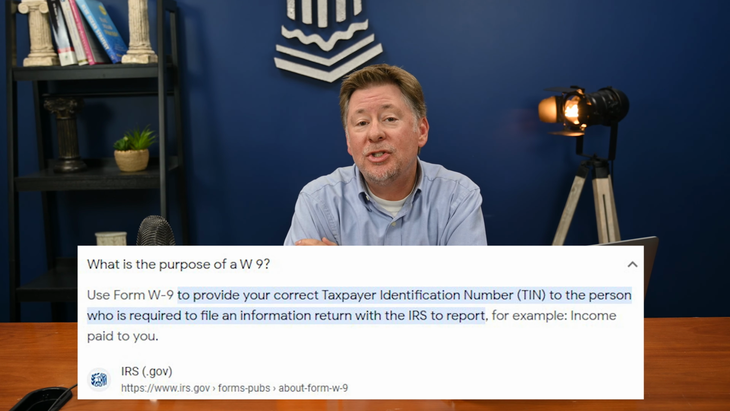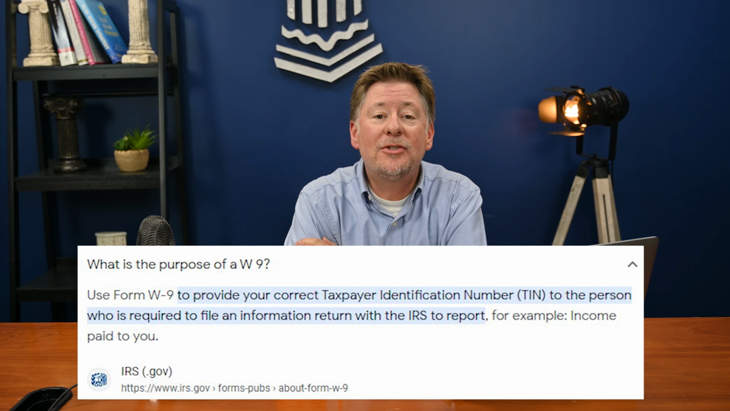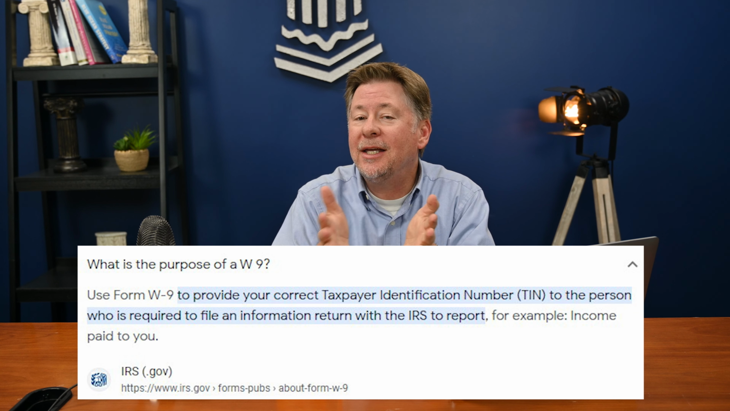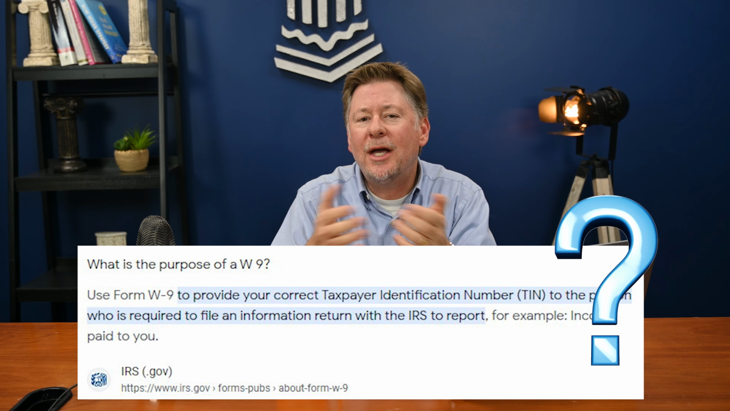Now, Form W-9 is used by one taxpayer to obtain the Social Security number from a person or an employer ID number or EIN from a business. Why would you do that? Well, it's usually about somebody paying somebody else, so they need the tax identification number of that person or business.